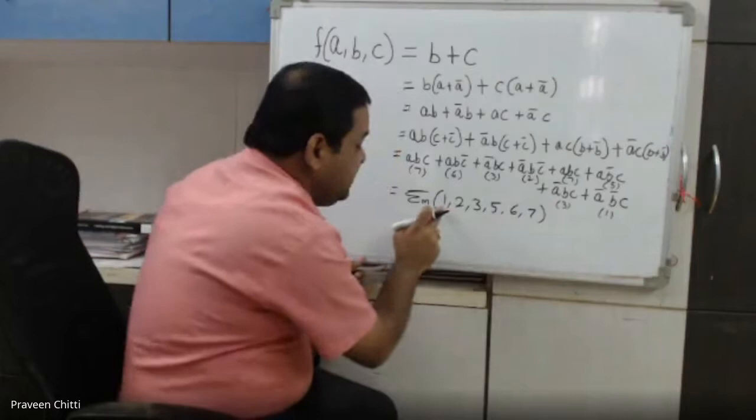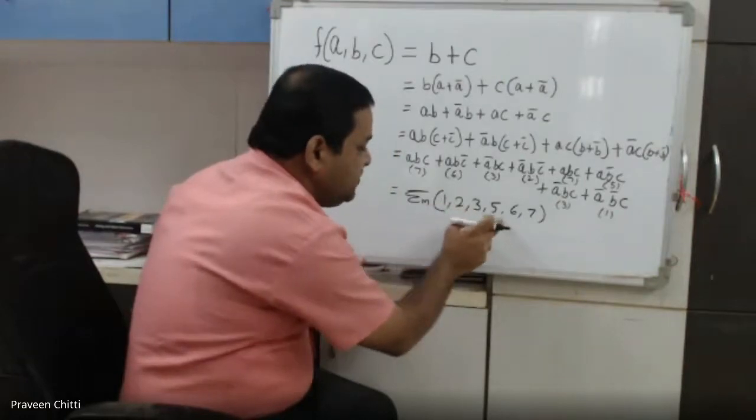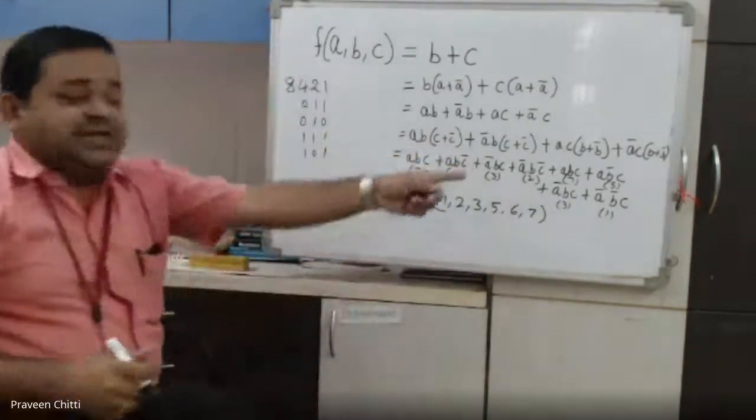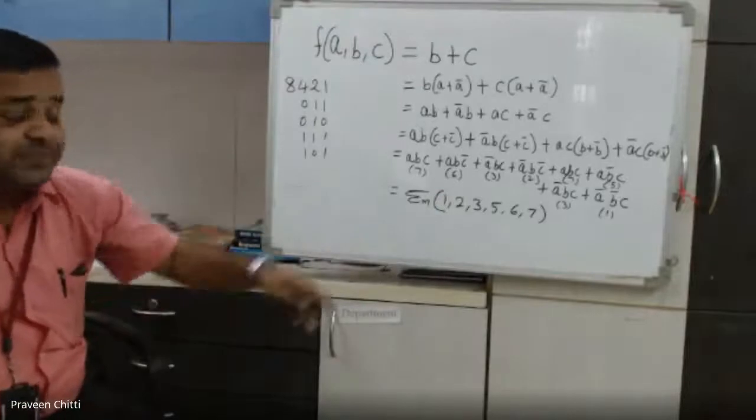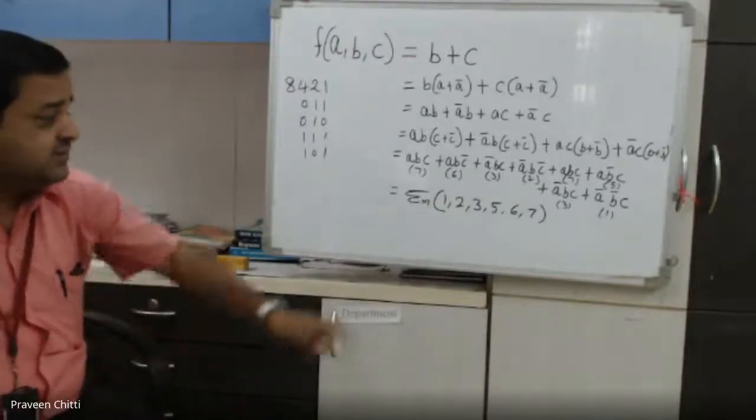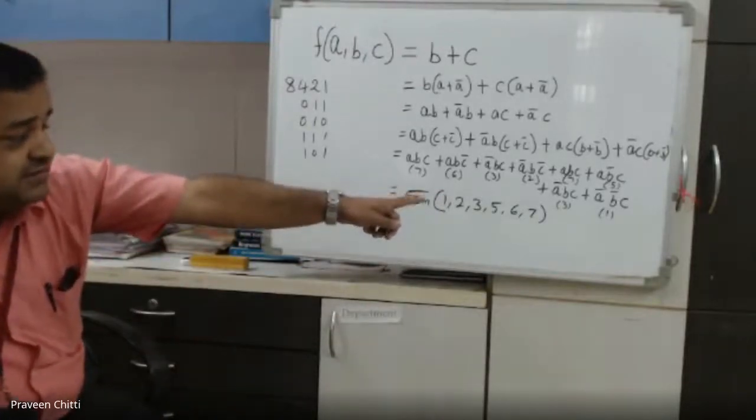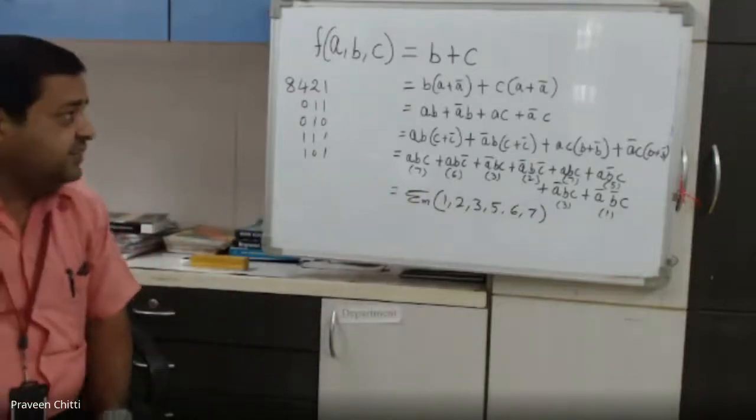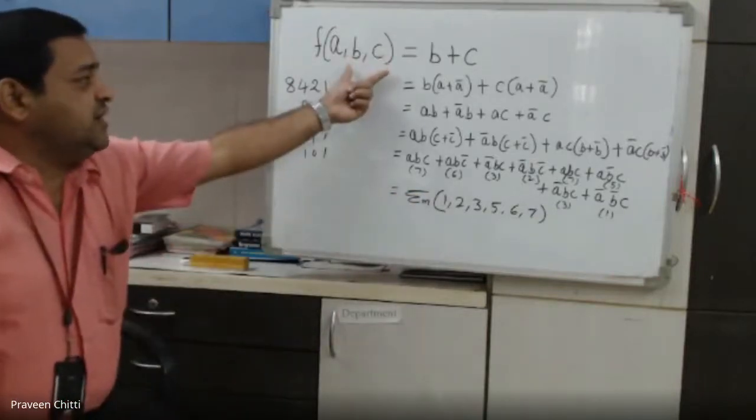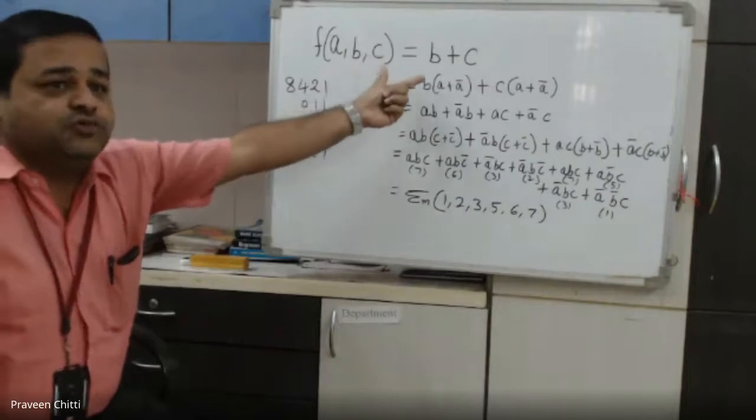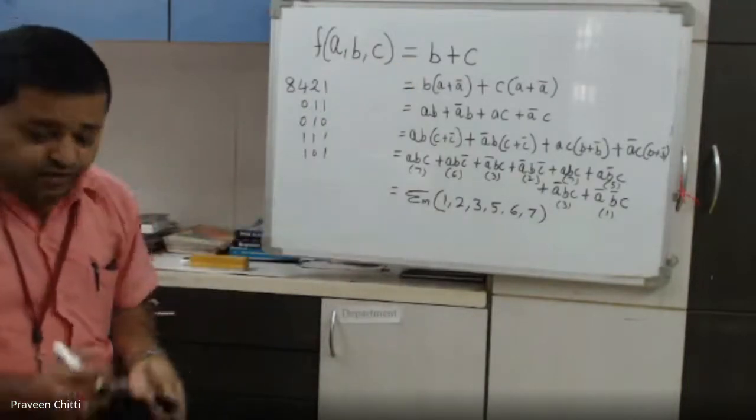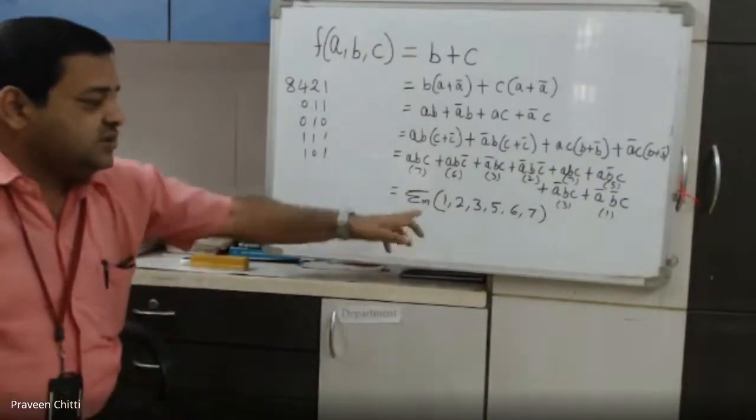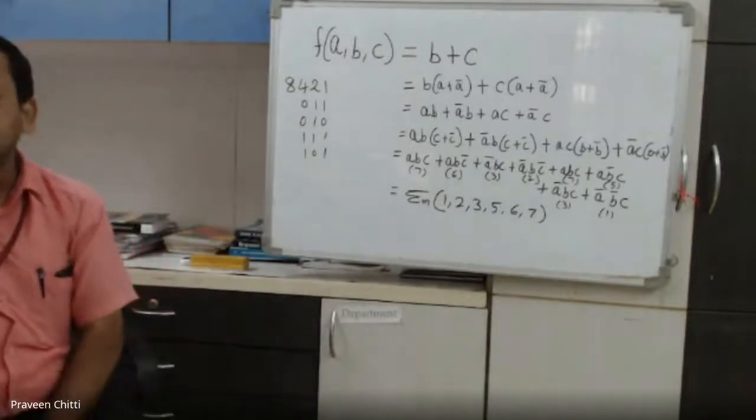So distinct min terms, how many did we get? 1, 2, 3, 4, 5, 6. Totally 8 product terms are there, but 2 are repeated. Which 2 are repeated? 7 and 3 are repeated. So for the given equation f of a, b, c equal to b plus c, we got the canonical expression as 1, 2, 3, 5, 6, 7.